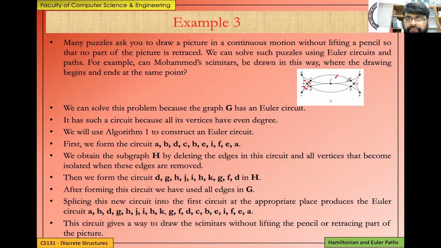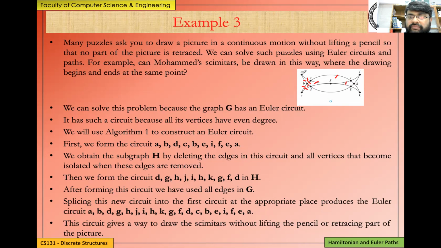I to F, and then F to E, and E to A. So we are starting and ending at the same vertex, and this was just an arbitrary path that got chosen where we used some edges. So the subgraph H will be obtained by deleting the edges in this circuit. Each of these edges that are marked red are now deleted, and the ones that are not marked are the ones that are remaining in this particular graph.